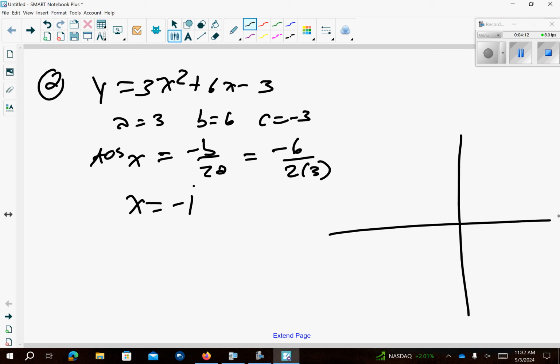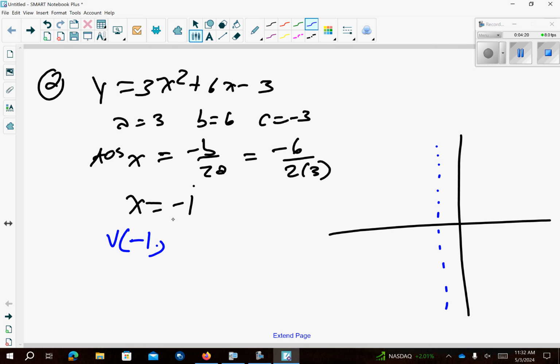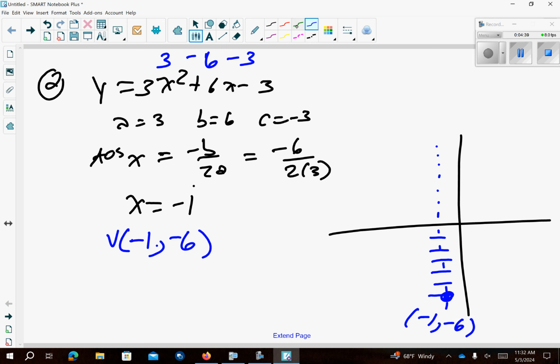So if I take -1 to get the vertex, and I plug it in, -1 squared is 1, 3 times 1 is 3, 6 times -1 is -6, minus 3, so that's -6 for an answer. So here's this point of -1 comma -6. And our pattern graph is going to be 1, 3, 5 times 3 because we have a 3 in the a spot, so that's going to be 3, 9, 15.